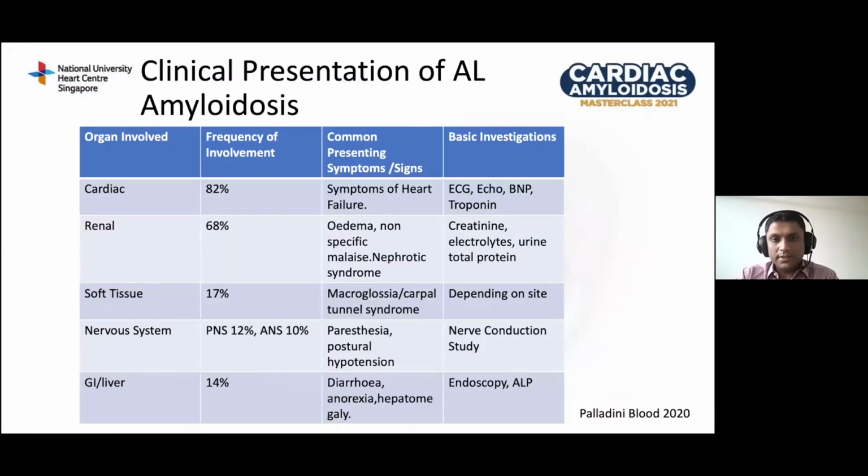So it's apt that we're discussing this in a cardiac amyloidosis masterclass because cardiac involvement is one of the most common organ involvements in AL amyloidosis. And these patients often present with symptoms of heart failure. Renal involvement is also relatively common, with the nephrotic syndrome being one of the most common presentations. Soft tissue involvement can also happen at a variety of different sites. Neurological involvement may be more common than is recognized, and it can affect the peripheral and autonomic nervous system. And lastly, gastrointestinal involvement is very important.